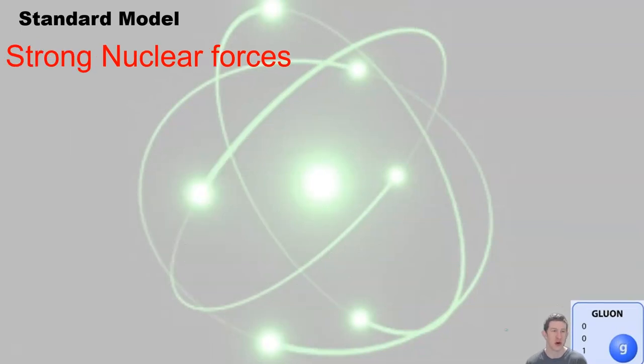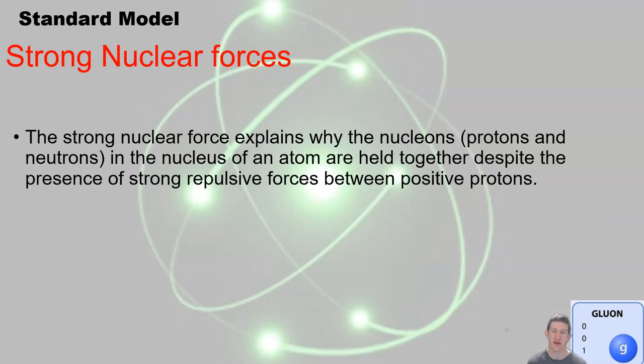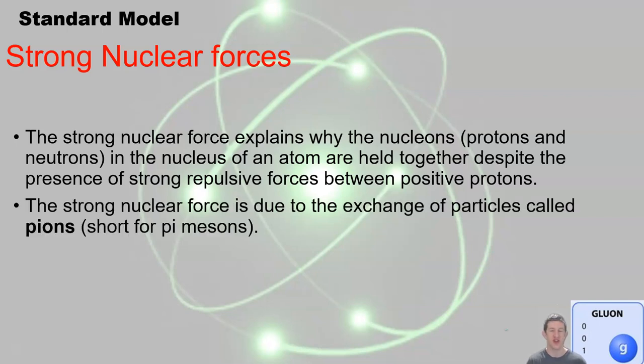Then we go to the strong nuclear force. The strong nuclear force explains why those nucleons are held together, despite the fact that the protons are repelling each other and the neutrons are doing nothing. So you need something going on here to actually keep them together, and strong nuclear force is what does that. So this is due to the exchange of particles called pions, which is short for pi mesons, but we just call them pions. So these pions are the exchange particle within the strong nuclear force.